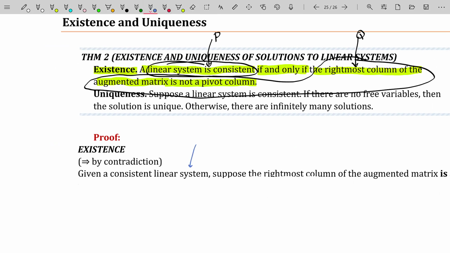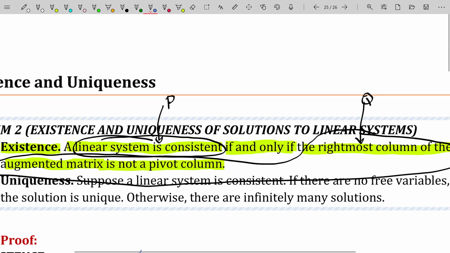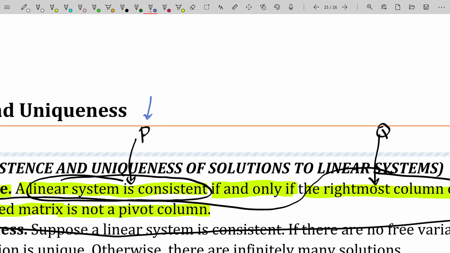We're supposing that we already have a consistent linear system, but we're going to argue by contradiction. And when you argue by contradiction, what you want to do is say, I'm going to suppose our if statement is true, but I'm going to suppose that this is not true. I'm going to say, suppose that Q is just not going to be true. And working with that supposition, we should arrive at a point where the world falls apart. Something goes terribly wrong. And the only thing that we will have supposed in the entire proof is that Q is not true.